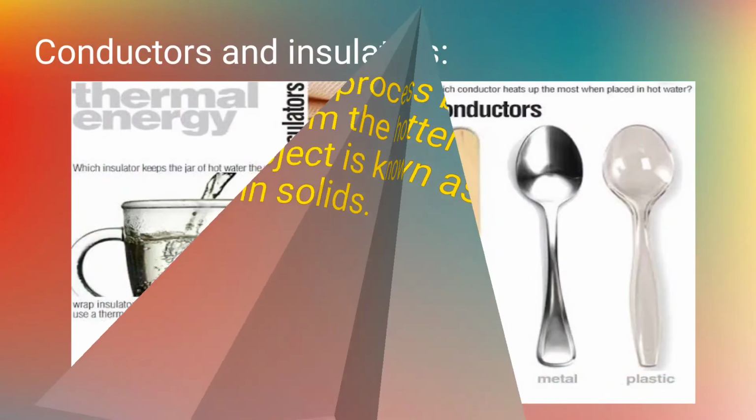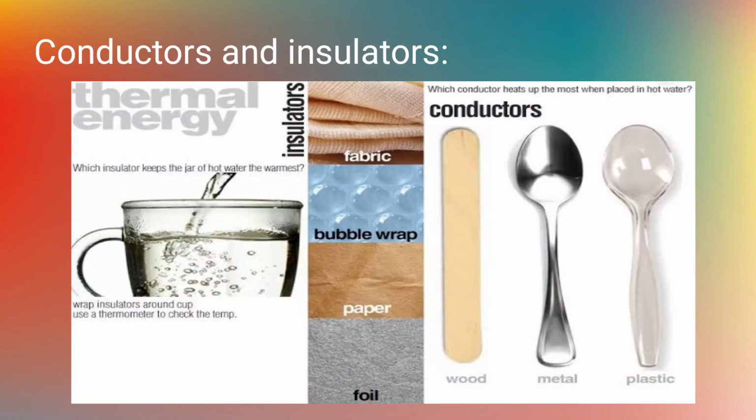Now, let us discuss the differences between conductors and insulators. The materials which allow heat to pass through easily are called conductors of heat. Aluminium, iron, copper are the best examples of conductors. Insulators are the materials that do not allow heat to pass through them easily. Wood and plastic are the best examples of insulators.